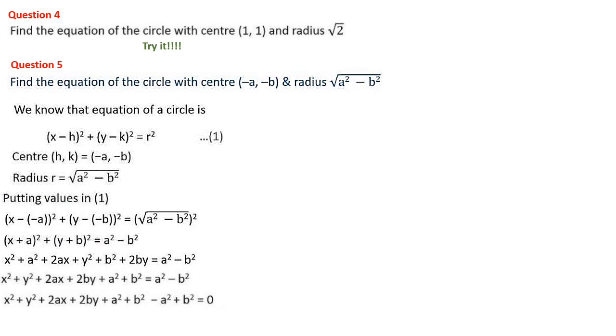Here also some cancellation we can do. You can see there plus a² minus a² is cancelled. Then the balance will be x² plus y² plus 2ax plus 2by, then b² plus b², that is 2b² equal to 0. So this is the required equation of the circle having center (−a, −b) and radius root of a² minus b².